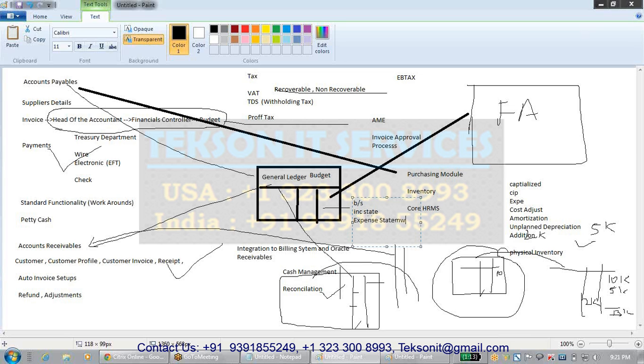So this concept we are going to learn in Oracle Financials. We'll try to take one industry and study this module. If you have any questions, you can ask me, Arun and Lakshman.